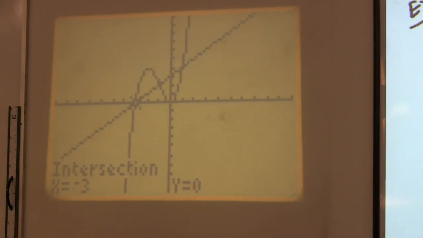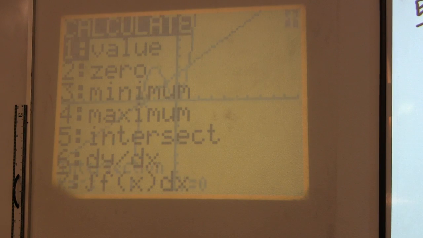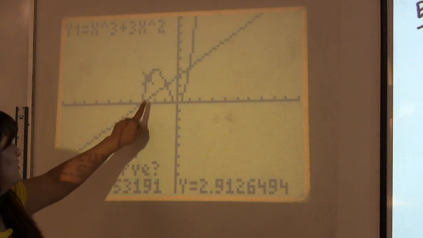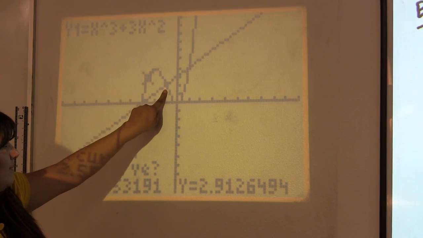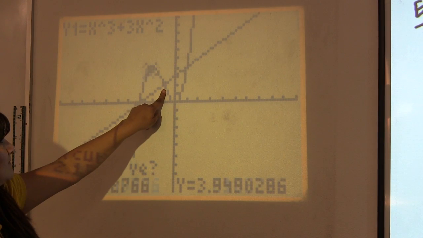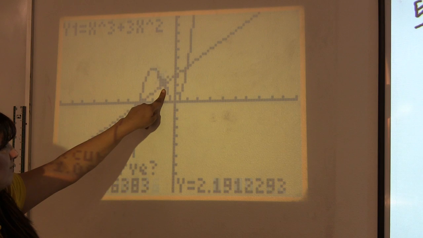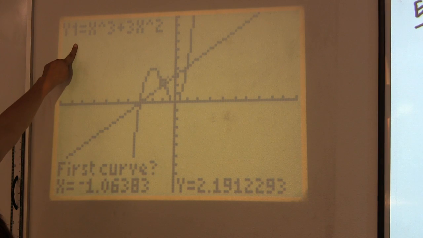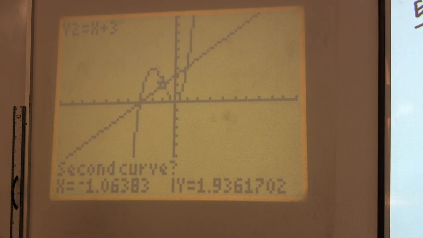So now I'm going to do it again, second, trace, option 5, and this time I'm going to move the cursor so that it's blinking in this area because that's where the other intersection is. So I'm just using my arrows to travel over there. Now that I'm in the general area, I hit enter for y1, it's the correct y1. y2 is correct, hit enter again.